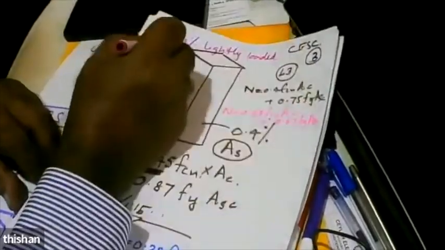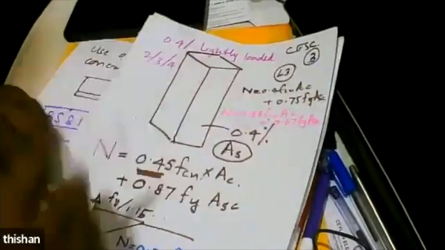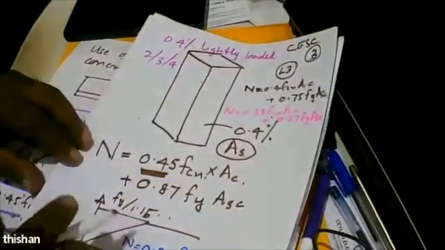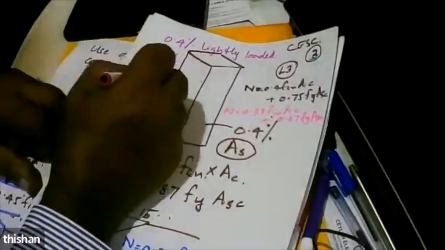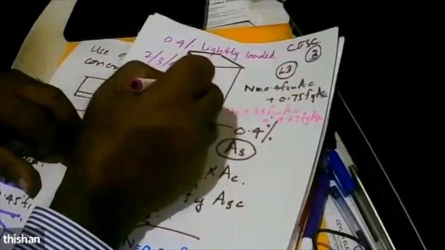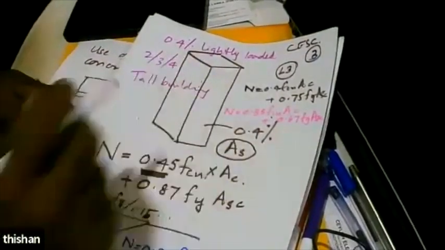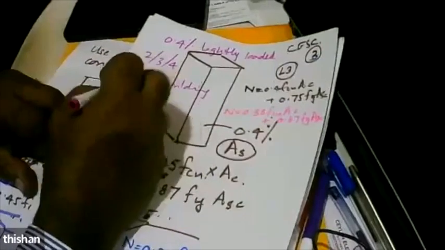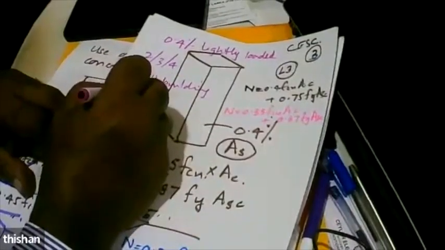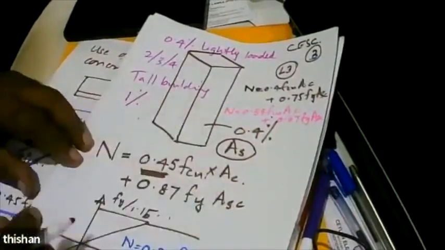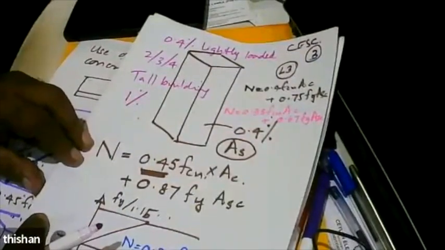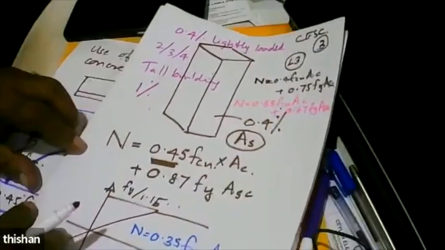So in a two-story, three-story, four-story building, you can provide 0.4%. But if it's a tall building, we can't say it's lightly loaded, it's heavily loaded. Then you have to provide 1%. So any column that you suspect is heavily loaded, you have to use 1%.